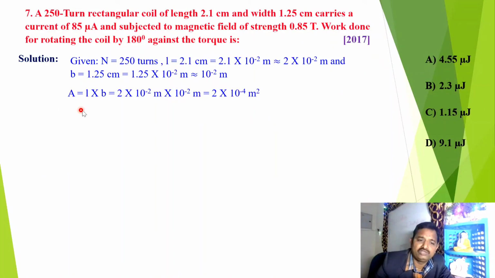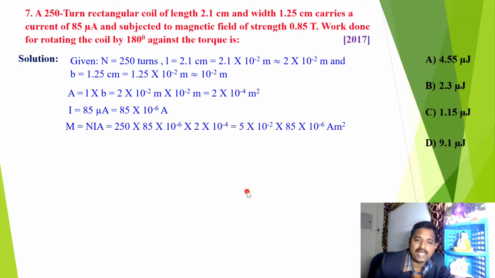See here, area of the coil is L into B, that is 2 into 10 power minus 2 meter into 10 power minus 2 meter. I will get 2 into 10 power minus 4 meter square. I is equal to 85 microampere, they have given. Micro means 10 power minus 6, so I wrote 85 into 10 power minus 6 ampere. So magnetic moment. See here, the magnetic moment is NIA.